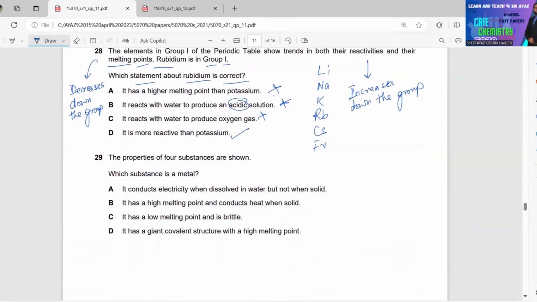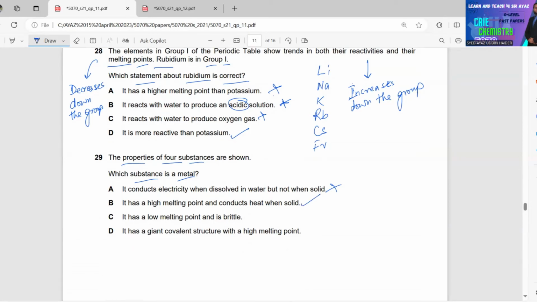29. The properties of four substances are shown. Which substance is a metal? A, it conducts electricity when dissolved in water, but not when solid. This is wrong because metal conducts electricity in the solid state also. B, it has a high melting point and conducts heat when solid. This is correct. For your convenience, I am checking the other statements.